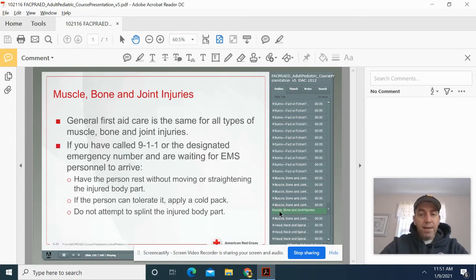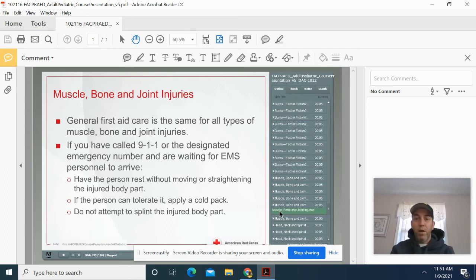So, like I said, we just want the person to rest. We don't want to move them unless we have to, unless the scene is not safe or we need to get to another body part. We want to have the person rest without moving or straightening. If the person can tolerate it, we can put a cold pack on, not directly on the skin. Use a paper towel or towel between the cold pack and the body part.